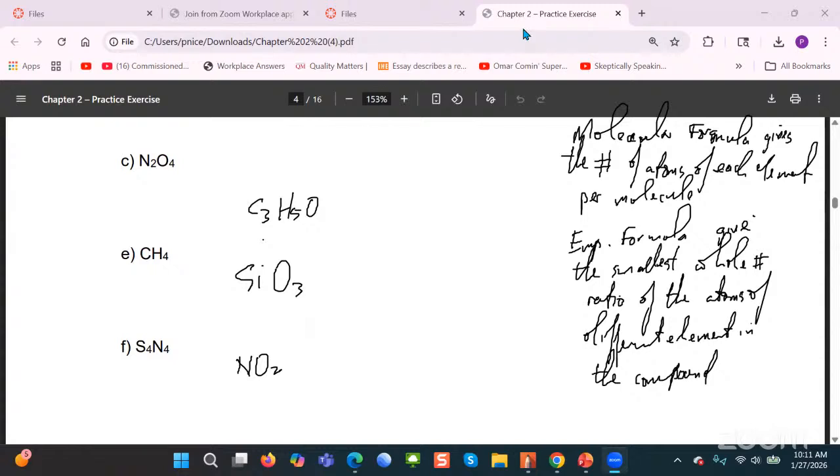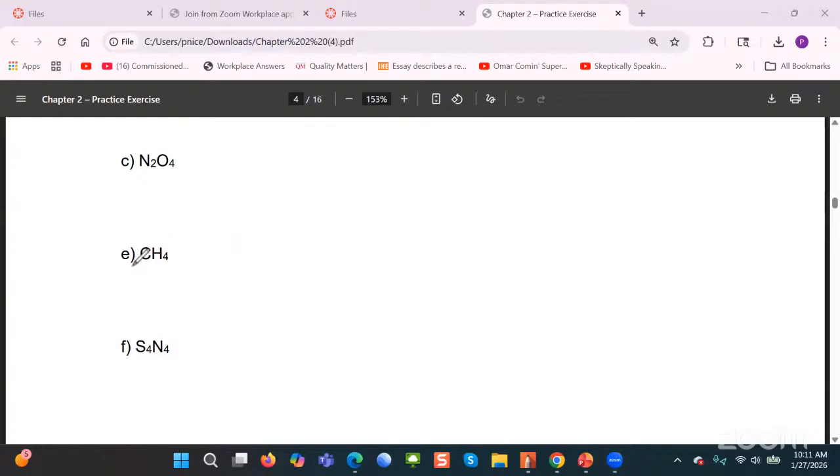Okay, so let me clear this here. So for CH4, there are situations where the empirical formula and the molecular formula will be the same. So that's the answer for E. And in the case of F, you have 4 and 4 here, so the answer is simply SN as the empirical formula for that compound. Okay, so that's relatively easy. I don't think there should be any questions about these. So let me clear this and scroll down.